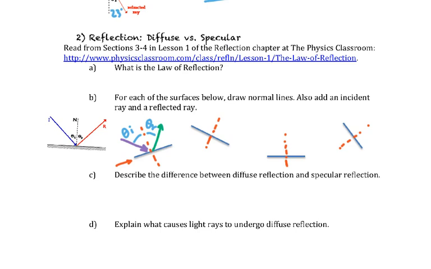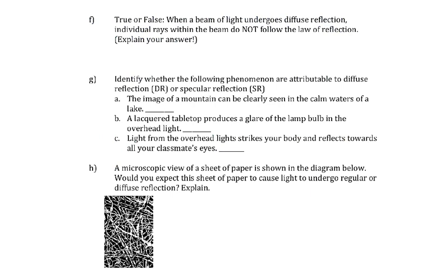The last one I want to look at is letter G, and I want to focus on C here under G. So you can go back and look in the notes and review yourself on what diffuse reflections are and what specular reflections are. You can look at the website that's linked to this page. It's got a great explanation. Something to remember is that if you can see it, then it is reflecting light.